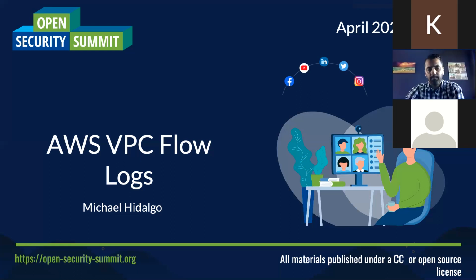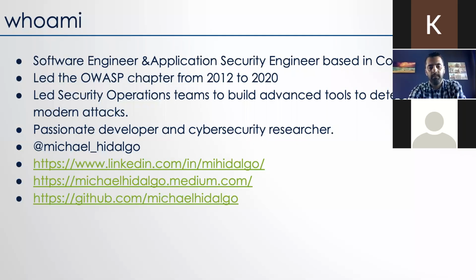To start, a little bit about myself: I am a software engineer and application security specialist based in Costa Rica. I led the OWASP chapter from 2012 to 2020 and still try to be involved as much as I can. I've also been involved in security operations during the last few years. I am a very passionate developer and cybersecurity researcher, and I try to do a lot of research in my free time. Those are my links. I try to be active on LinkedIn and Twitter and write some articles.